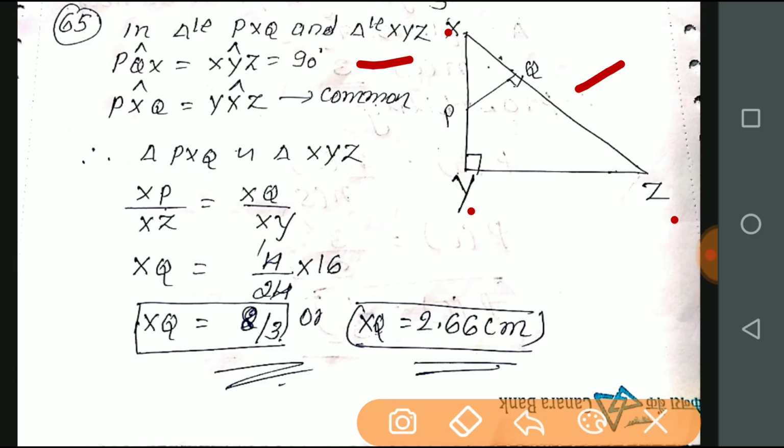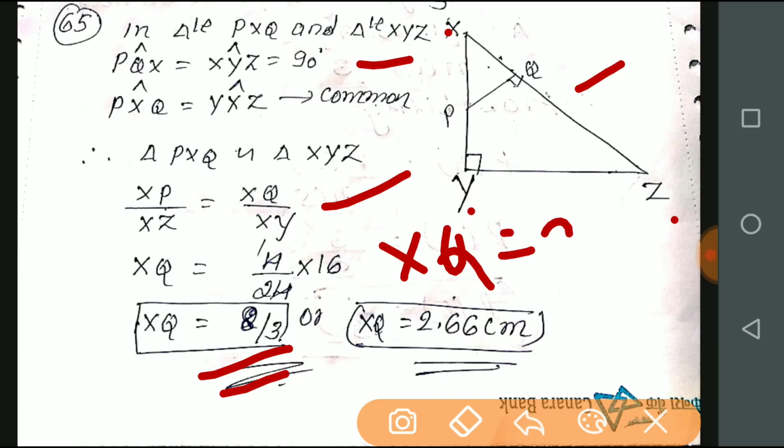Therefore their corresponding ratios are XP by XZ is equal to XQ by XY. We have to find out XQ. Therefore 4 by 24 into 16. Then simplify, we get 8 by 3 or 2.66 centimeter, or XQ is equal to 2.6 centimeter. Now next question.